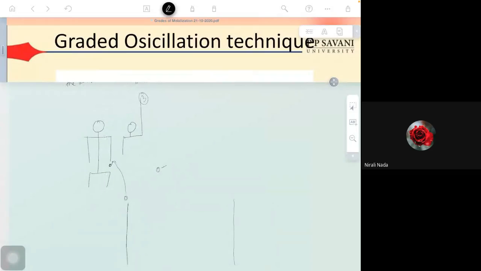This is the beginning of range. 0 degree is the beginning of range. And this line represents the beginning of range, and this line represents the anatomical limit.